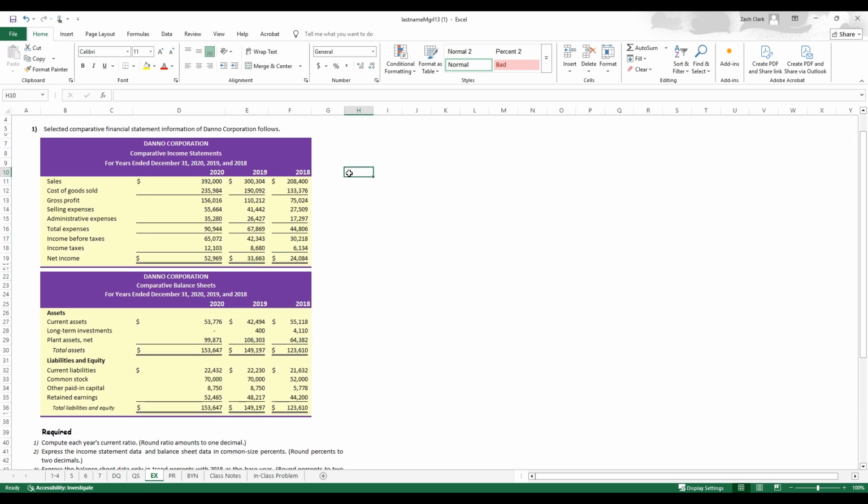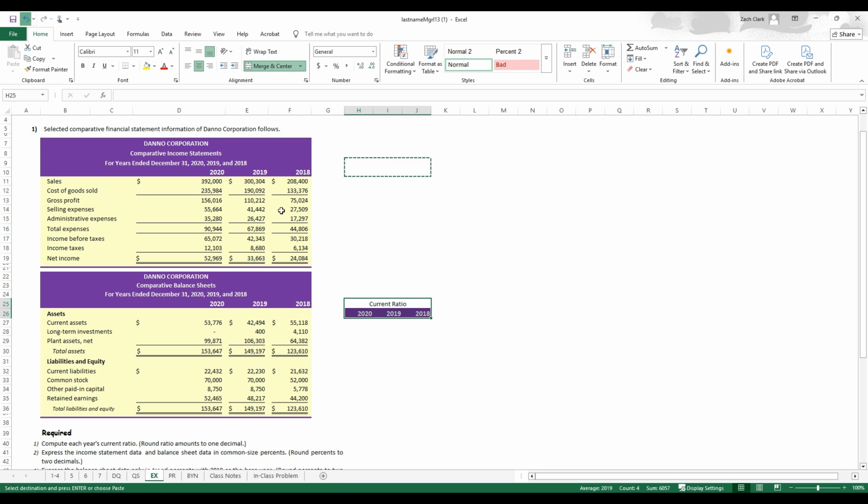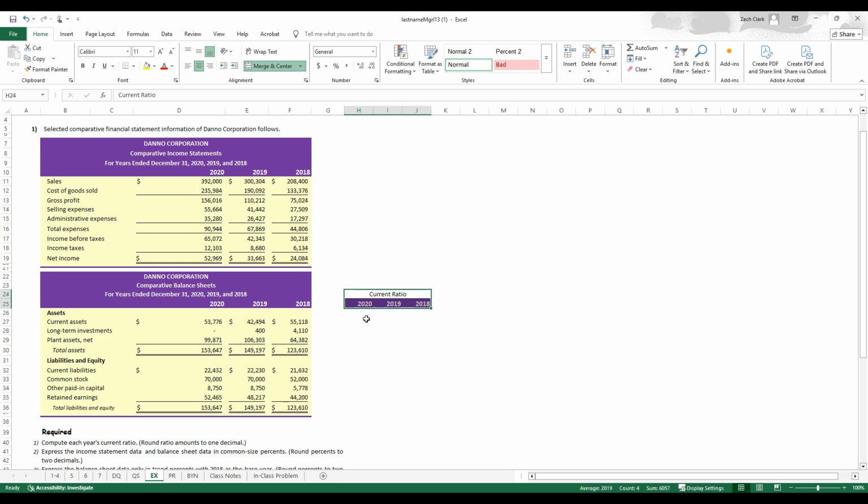Okay, so let's take these one at a time. I think one way to do this is I'm just going to copy and then say current ratio. Actually, let's put it down here. How about that? Yeah, that looks good. Okay, so our current ratio is going to be current assets divided by current liabilities. Pretty basic metric.